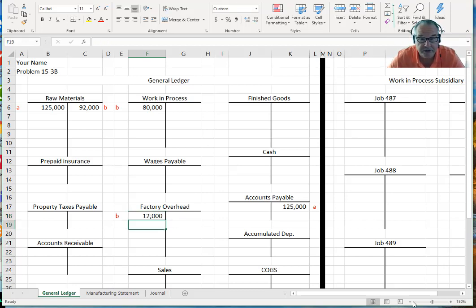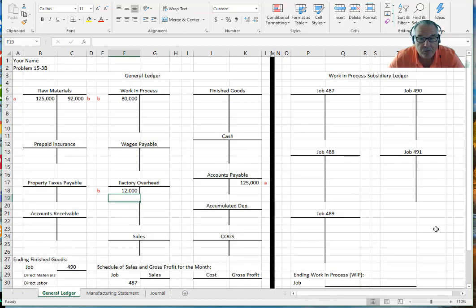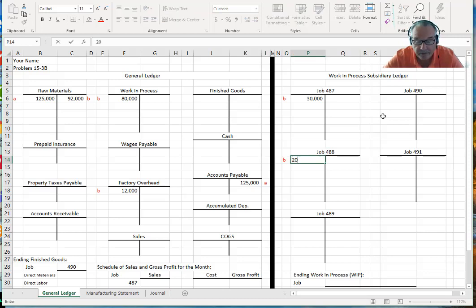directly into the jobs, and we have to post the amount to each individual job, and we'll label it the same letter. Anytime we put something in work in process, we have to put it into the work in process subsidiary ledger. So job 487 is 30,000, 488 is 20,000, 489 is 12,000, job 490 is 14,000, and job 491 probably started towards the end of the month, was 4,000.